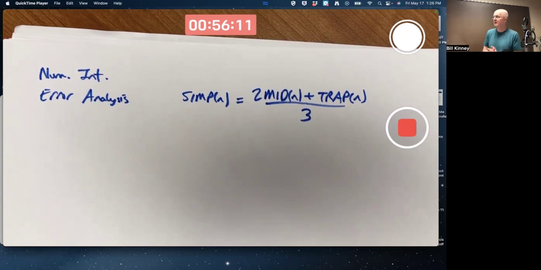You will see in other calc books, they use a different method for Simpson's rule that involves a summation effectively. But this is the way that we did it. And that's the way you would be tested on it if I test you on it.